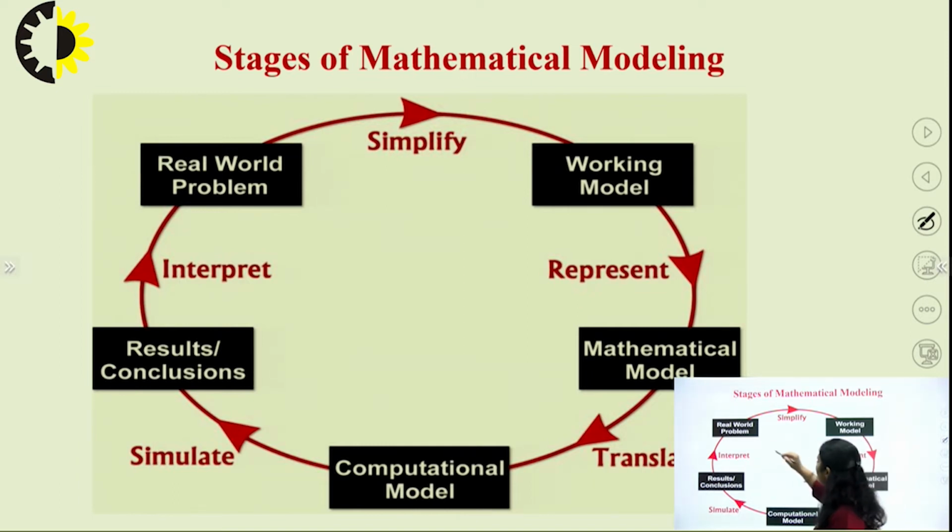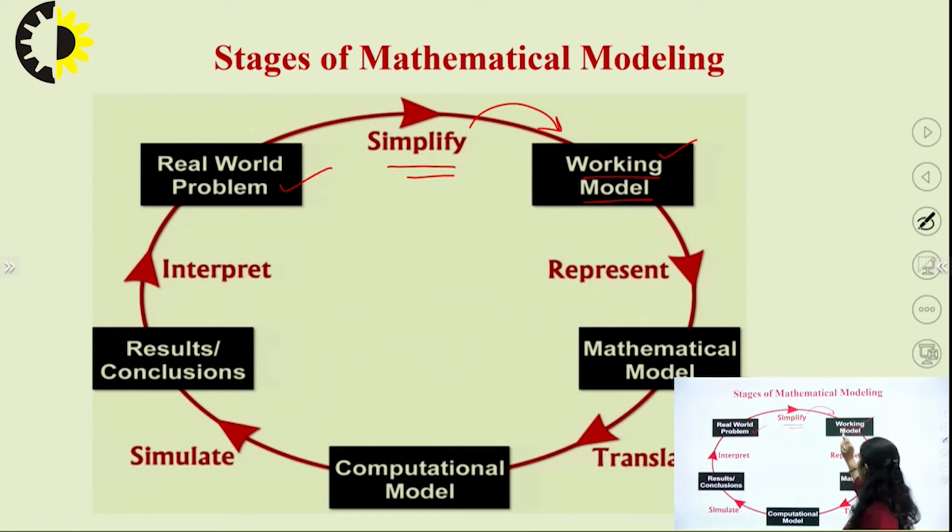So, what are we doing? This is the real world problem. We are understanding our problem, then we are simplifying it and converting it into the working model. After we have converted the real world problem into the working model, what are we going to represent? We are constructing the equations, choosing the variables, and making the assumptions. And what is the meaning of the mathematical model? We are relating the different variables with each other.